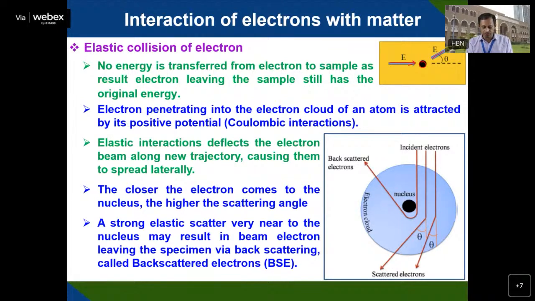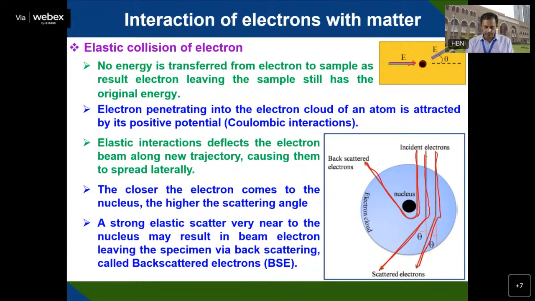Elastic interaction deflects the electron beam along a new trajectory, causing a lateral spread. Depending on the charge, the Coulombic interaction deviates the path. Here the incident electron comes in, and this one is a backscattered electron that almost returns back, and you have a scattering angle theta. Depending on the interaction, different types of scattered or backscattered electrons are formed. The closer the electron comes to the nucleus, the higher the scattering angle, so when it comes very close, there is a probability of a backscattered electron.